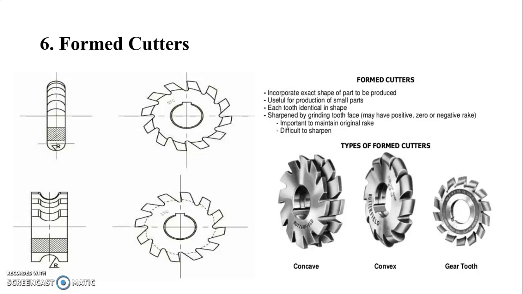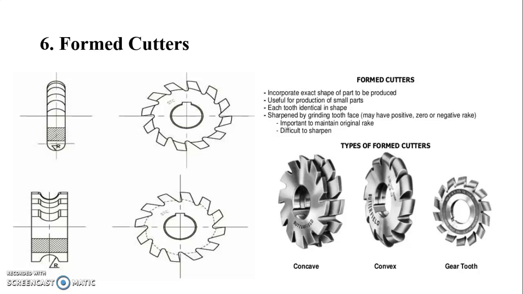So in case of convex milling, these cutters have a profile outward at their circumference, and they are used to generate concave semicircular surfaces on the workpiece. So next, that is the concave milling cutters. These milling cutters have teeth profile curved inwards on their circumference, and these are used to generate convex semicircular surfaces. And next, that is the gear cutter.